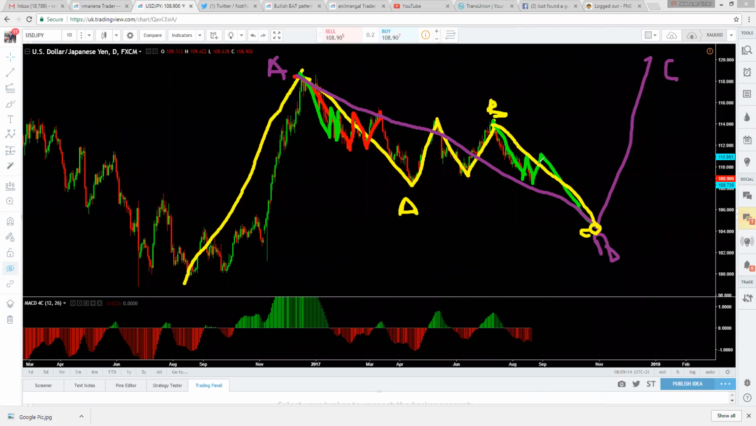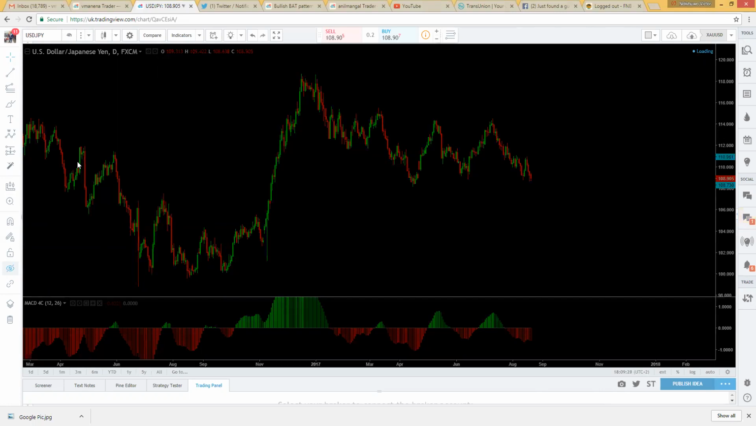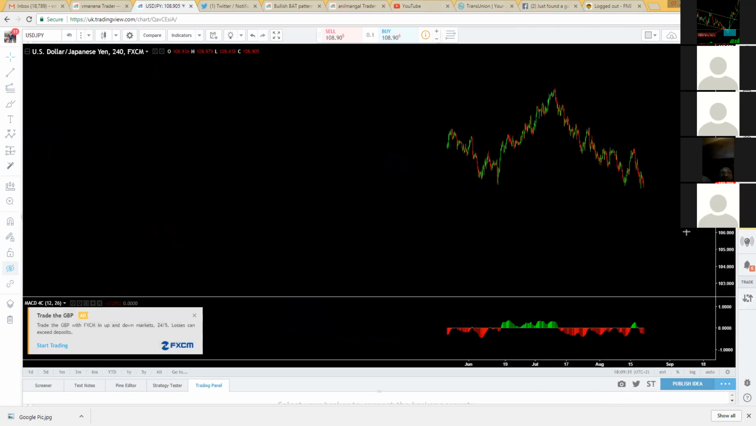So I'm going to clear out everything and we just go straight to this area where we want to take this trade in the opposite direction. Okay, so clear all the drawings. This is the daily chart. I'm going to go to the 4-hourly chart. So I'm going to try and redraw all those patterns on the 4-hour so you can see them clearly.